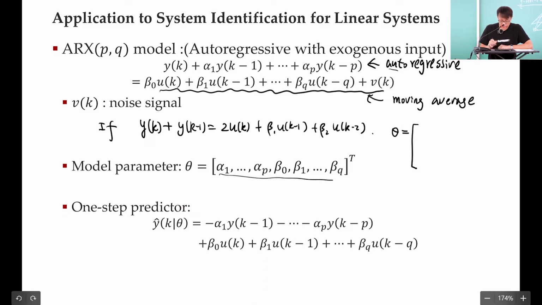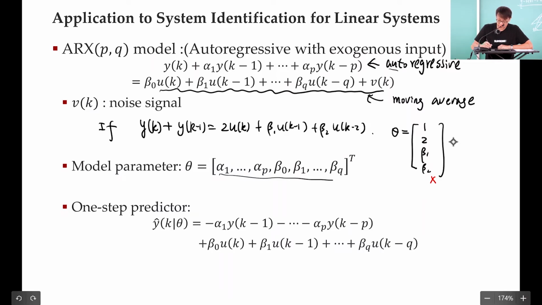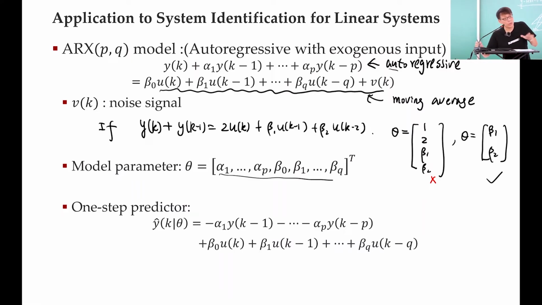One way to copy this will be what? 1, 2, beta 1, beta 2, right? That's one way to copy, right? Yes. Okay? But I want to say this is wrong. Theta only contains unknowns. In this case, theta is still beta 1, beta 2. That's our correct theta. We will see how it works.